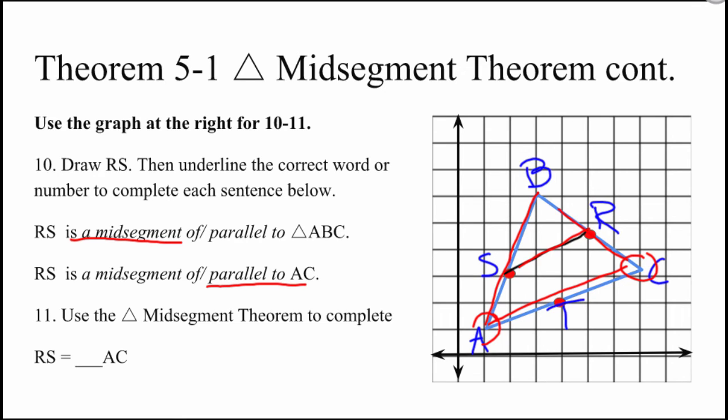11 says to use the triangle midsegment theorem to complete RS equals blank AC. Does anybody know what the little AC is? Yeah, 1/2.